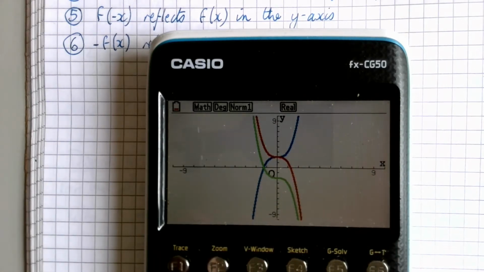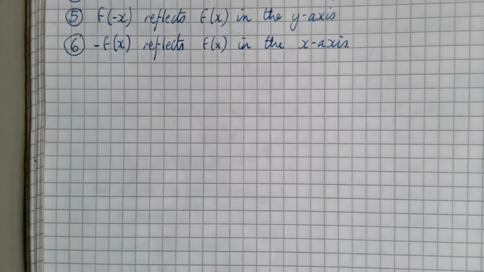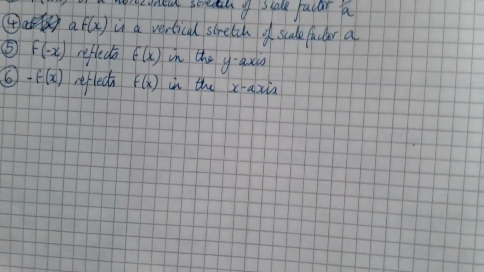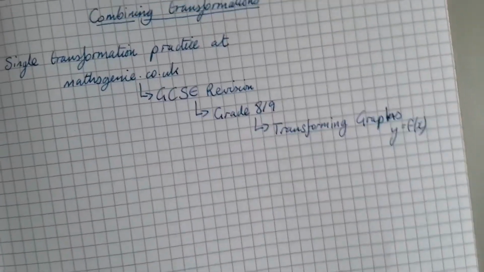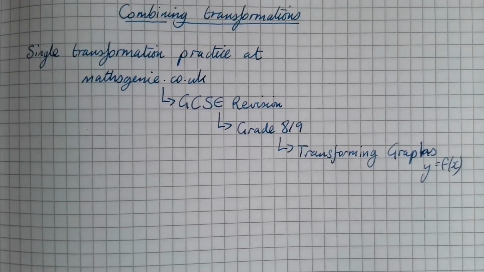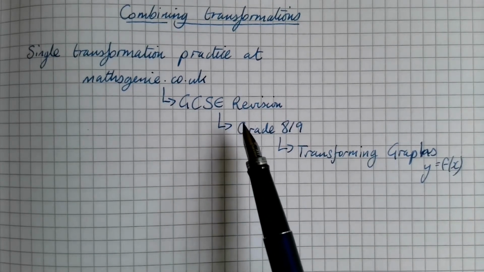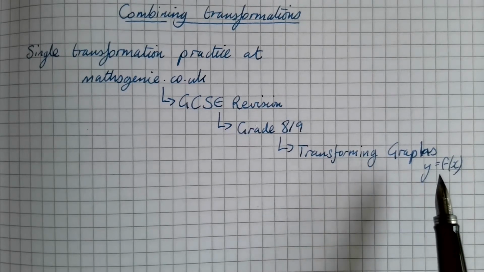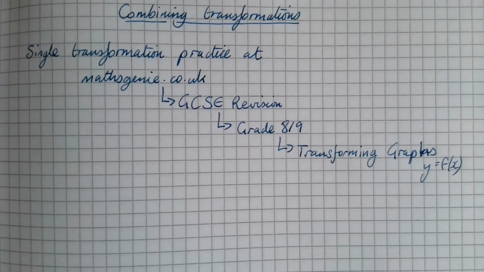Now if you found all of that was just a nice little revision thing and you're ready to move on, then that's great. The rest of the video is for you. If not, if that was new, then you'll want to watch that again, think about it, and go on to mathsgenie.co.uk and follow this route: the GCSE revision page, the grade 8 to 9 topics, transforming graphs, y equals function of x, then that should give you all the practice you need. Once you're good at doing those, you'll be ready to start combining, which is what we're going to do now.